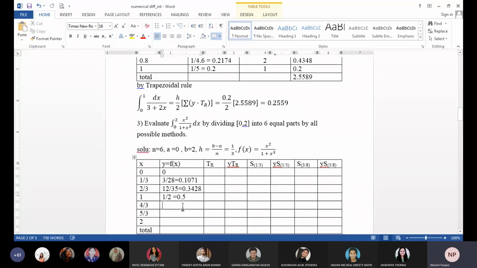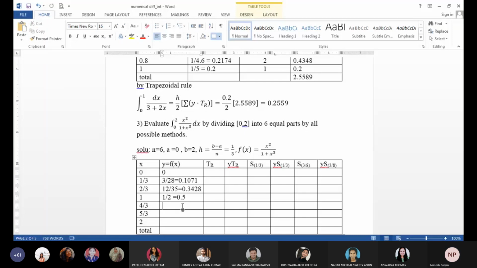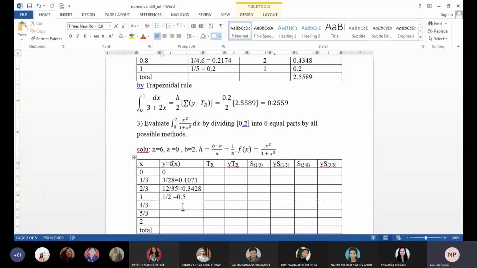4 upon 3, so 16 upon 9. And that will be 27 upon 64 plus 27, how much will it come? 81, 91. 27 upon 91. 12 divided by 91. 1319. Yes, 16 is on top, so 48. 5275.